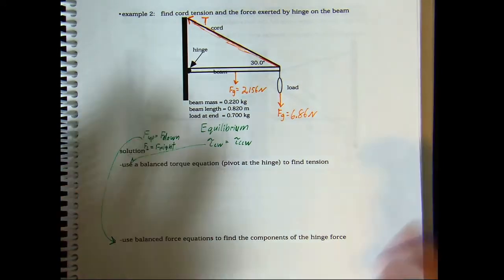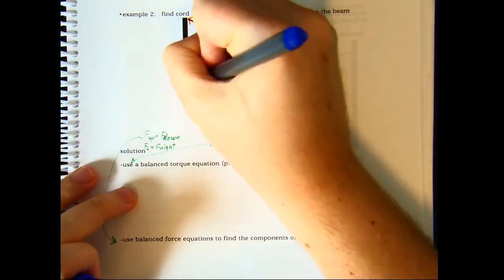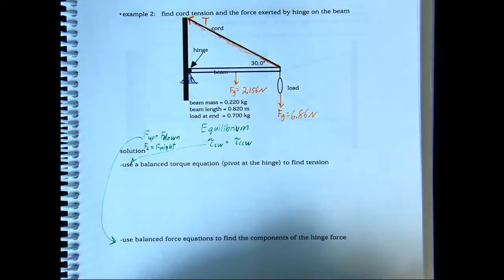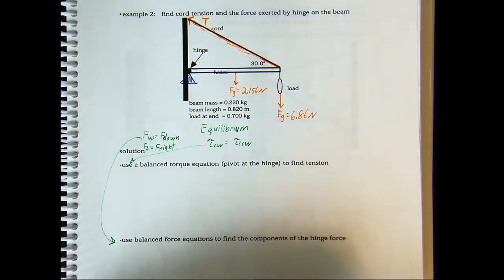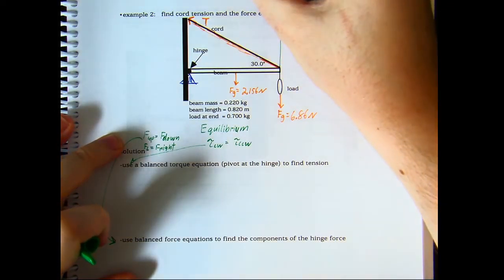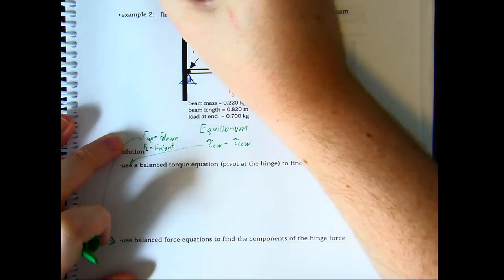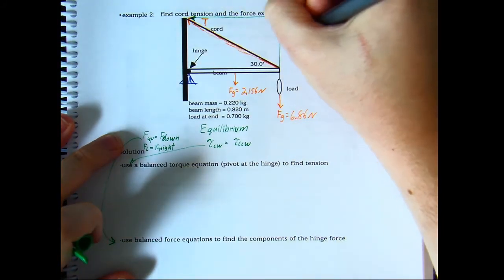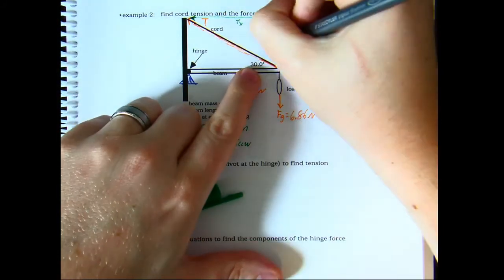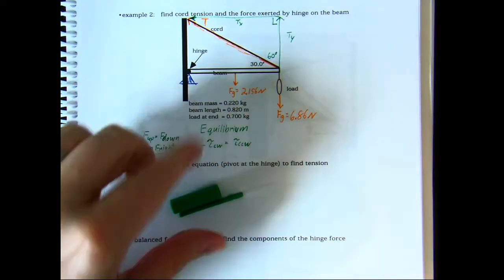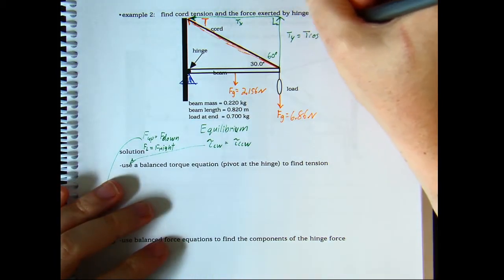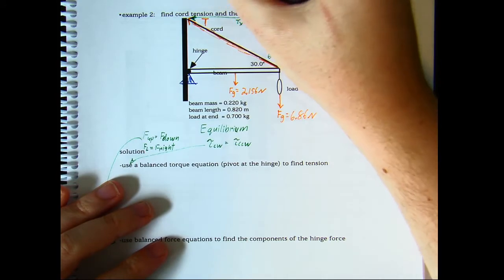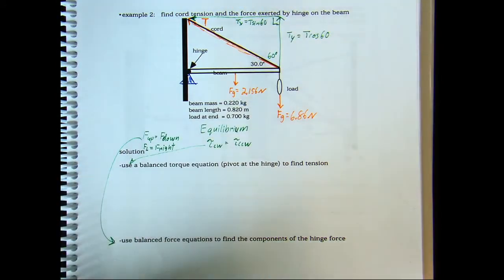But that hinge is going to act as a nice little pivot here. Because it's acting as a pivot, I'm not going to worry about the hinge force at this point. We're going to use torques to find the rest of the information we need. So I'm going to draw on the components of tension. Call this Ty, we'll call this Tx. If this is 30 degrees, then this here is 60 degrees, and components always meet at a right angle. So we can say that Ty is just going to be T cos 60, and Tx is T sine 60.